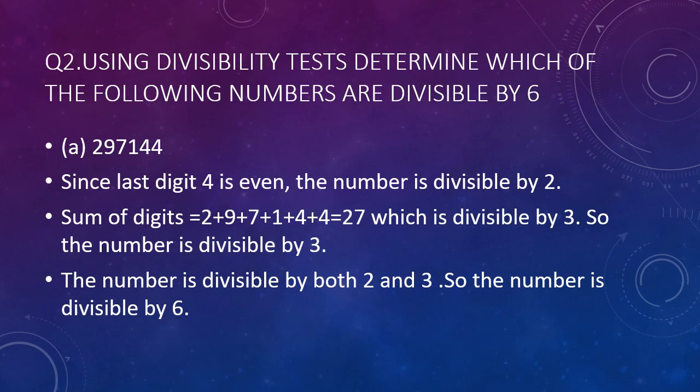Using divisibility test, determine which of the following numbers are divisible by 6. 2,97,144. Since last digit 4 is even, the number is divisible by 2. Sum of digits is equal to 27, which is divisible by 3. So the number is divisible by 3. The number is divisible by both 2 and 3. So the number is divisible by 6.